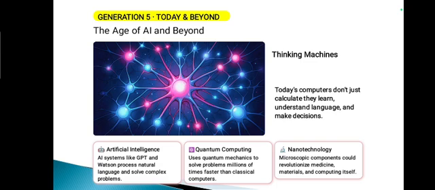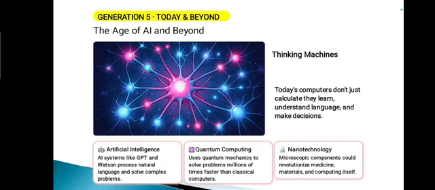The next one is generation 5, today and beyond, the age of AI. AI is nothing but artificial intelligence. It makes thinking machines. Today's computers don't just calculate; they learn, understand language, and make decisions. Artificial intelligence like GPT and others process natural language and solve complex problems.